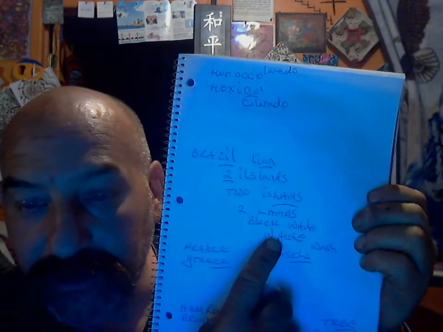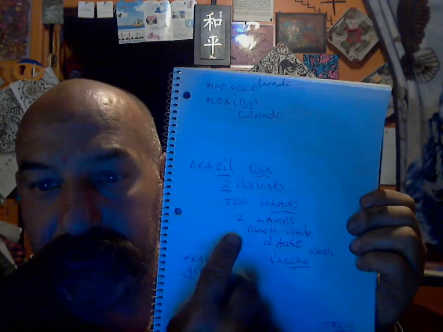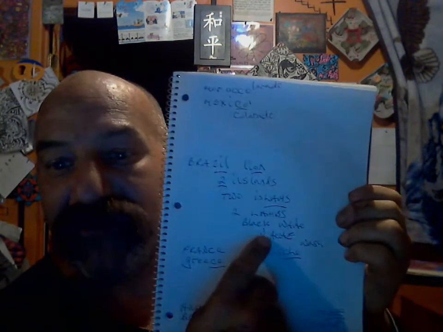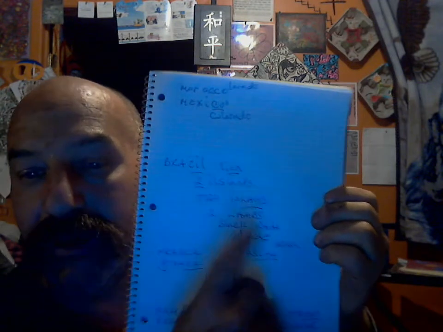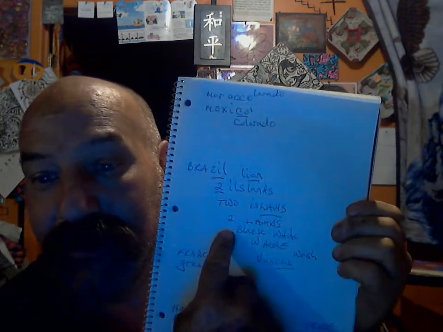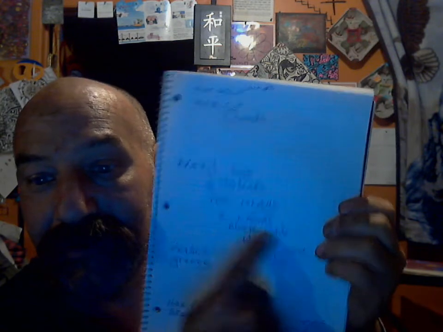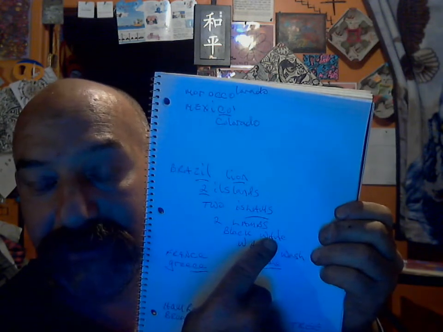Where else am I going to jump in here? The word white, because the H goes after the W in white, it says wash, to wash. It also says vash, means cow. The black and white cow, it's right inside the H.